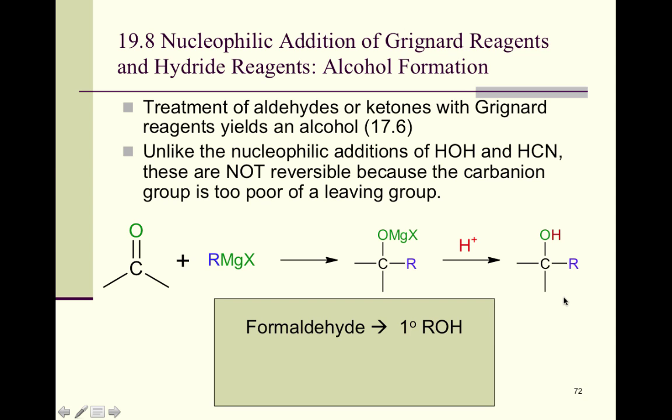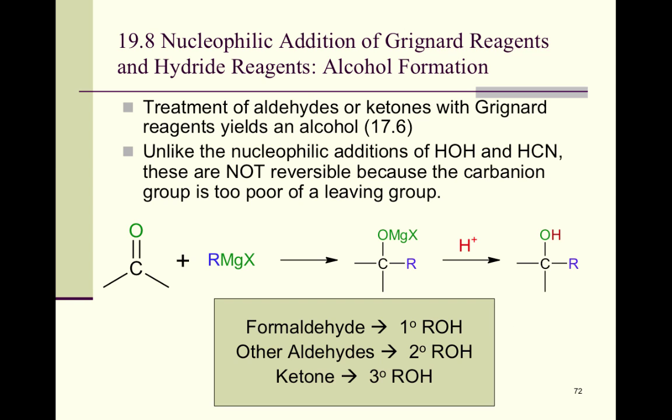If you remember back from section 17.6, we talked about how you make alcohols. Well, we talked about formaldehyde. When you want to make a primary alcohol, you have to start off with formaldehyde. So if you're making a primary alcohol, let's say it has 6 carbons, then your Grignard reagent has to have 5 of the 6 because you can only use formaldehyde here. Other aldehydes form secondary alcohols and ketones form tertiary alcohols. So again, we've seen this before. This is actually repeating what we saw back in Chapter 17.